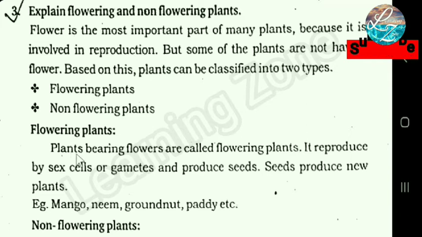Flowering plants. Plants bearing flowers are called flowering plants. It reproduces by sex cells or gametes and produces seeds. Seeds produce new plants. Example: mango, neem, groundnut, paddy, etc.